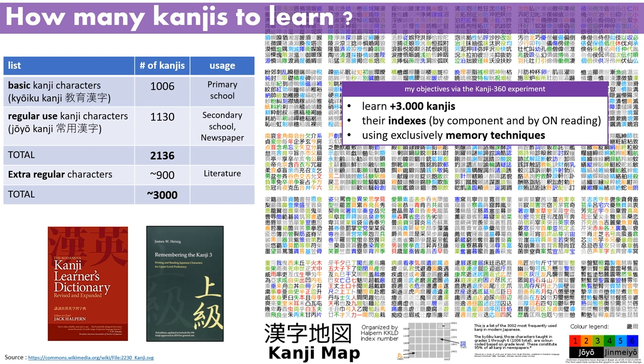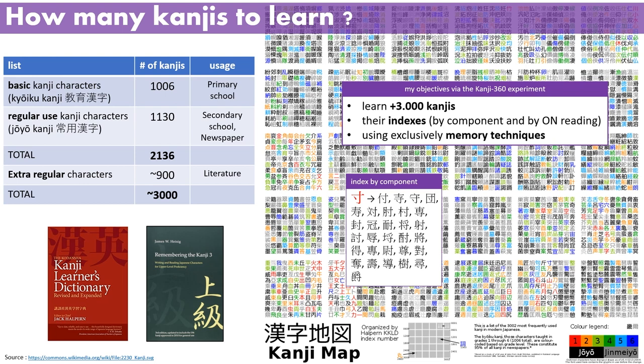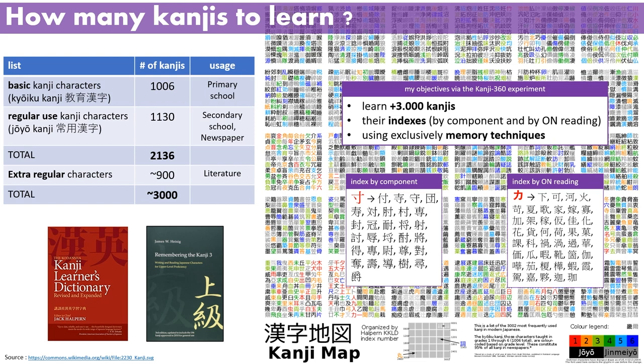So what does that mean, index by component? It means that for each component, like this one in red, I want to be able to list all the kanjis which are using this component. And similarly for the on reading, for one syllable, here, ka, I want to be able to list all the kanjis pronounced ka. So it is quite an ambitious goal, kind of learning a dictionary with its indexes.